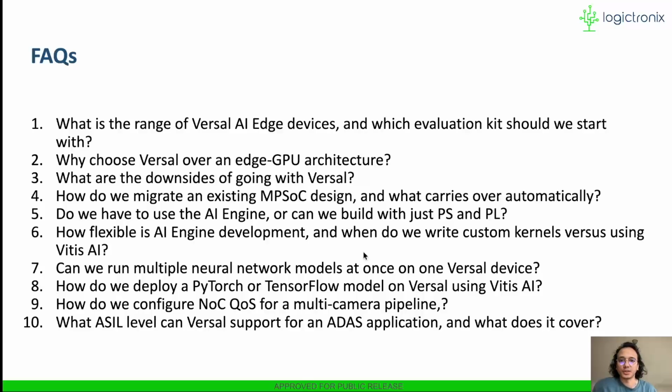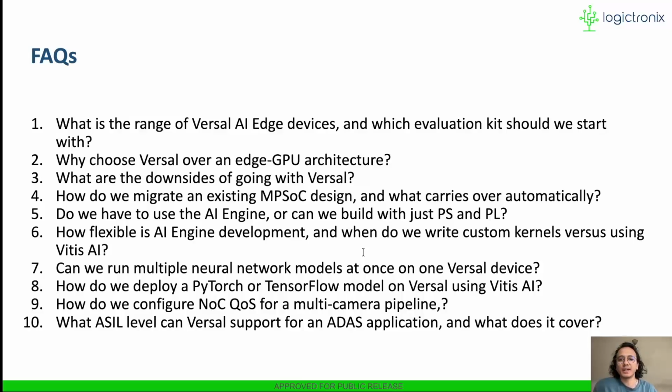How do we configure NoC QoS for a multi-camera pipeline? We can configure the NoC in the Vivado block design. We can set different bandwidth and traffic classes depending on the data pathways. Currently there are 3 traffic classes: low latency for high priority read traffic, isochronous when we need a latency guarantee, and best effort, which is the default, and it tries to give the bandwidth resources in an equal manner.